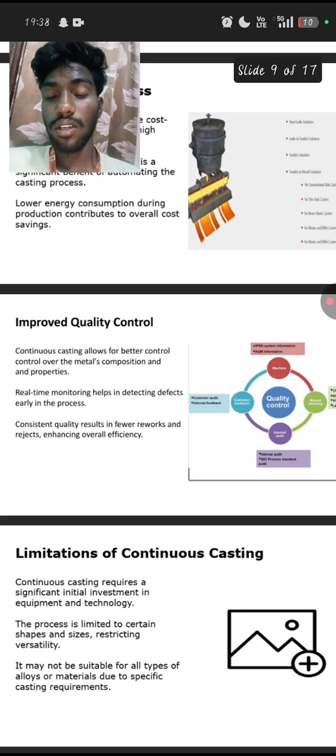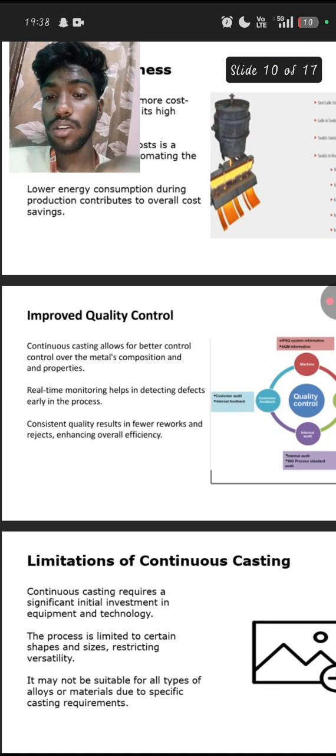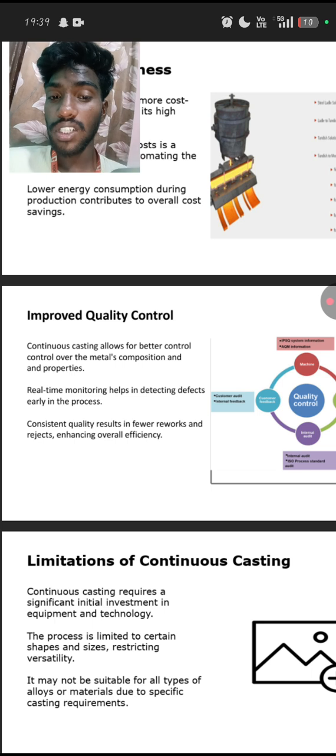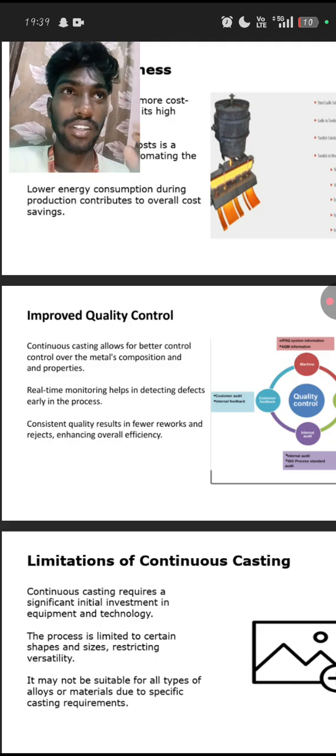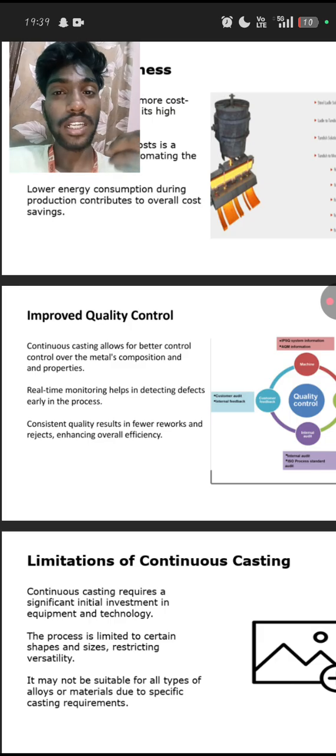Improved quality control. Continuous casting allows for better control over the metal's composition and properties. Real-time monitoring helps in detecting defects early in the process. Consistent quality results in fewer reworks. In every industry we have to deal with reworks, but by doing continuous casting, we can reduce reworks and rejects, enhancing overall efficiency.